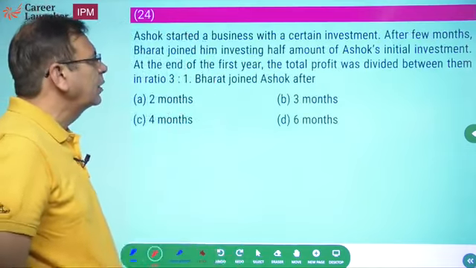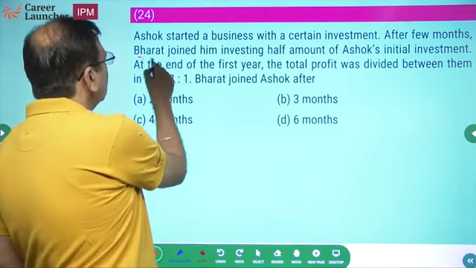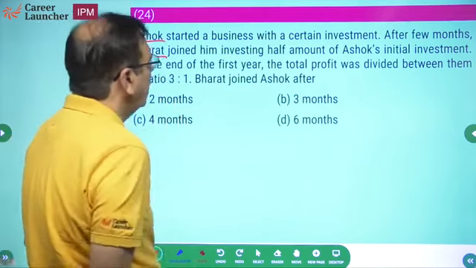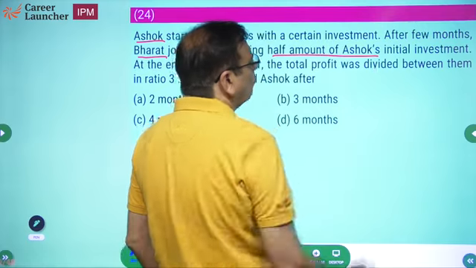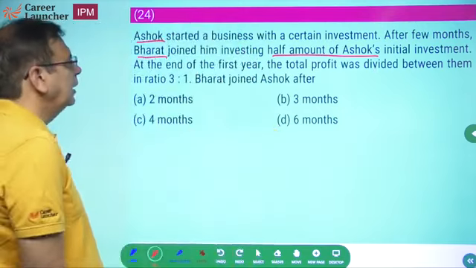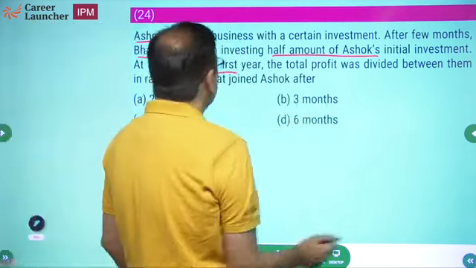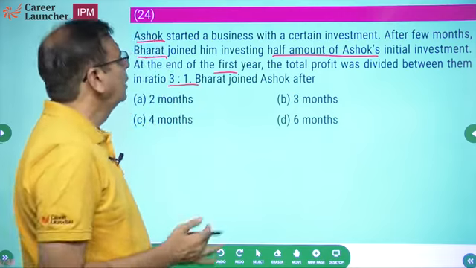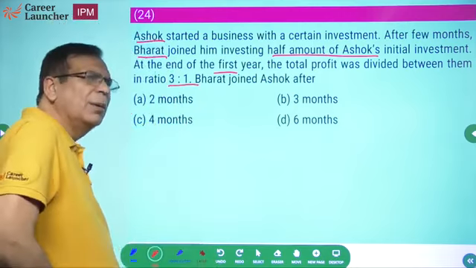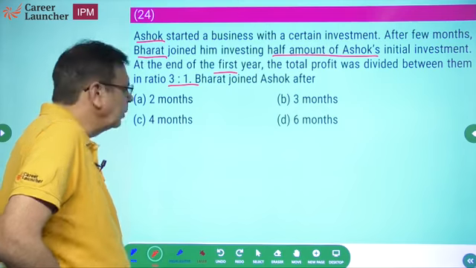Ashok started a business with certain investment. After a few months, Bharat also joined him, investing half the amount of Ashok's initial investment. At the end of first year, the total profit was divided between them in the ratio of 3:1. Bharat joined Ashok after how many months? Simple question of partnerships. We should be able to do it.